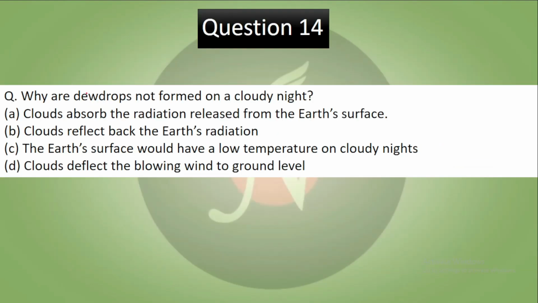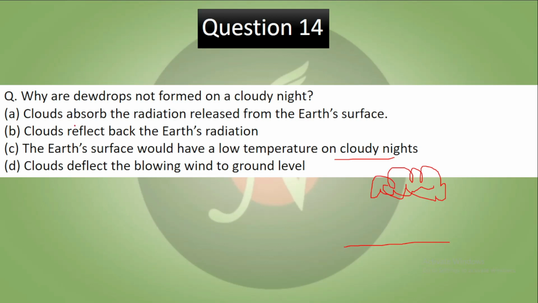Question 14. Why are dewdrops not formed on a cloudy night? Clouds absorb the radiation released from the Earth's surface. Clouds reflect back the Earth's radiation. The Earth's surface would have a low temperature on cloudy nights. Clouds deflect the blowing wind to the ground. Pause the video, try to think about it. Now let's see the answer.